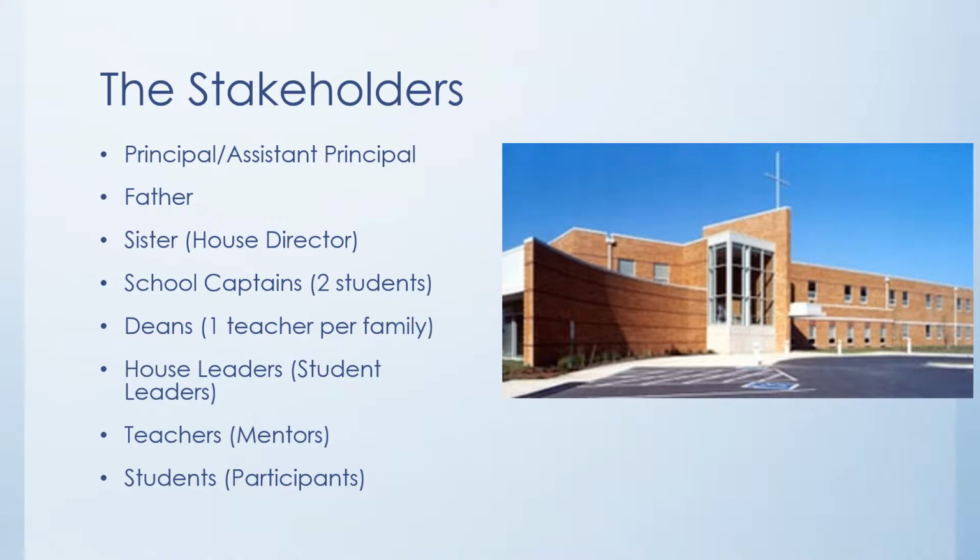Underneath her are the 2 students, 1 male, 1 female, that have been elected for next year as the school captains. This is a new position, but the idea is that they were chosen by their peers to lead the entire student body and the house group system to be the point person that people can look to as we move forward in this project. The deans is 1 teacher that's been designated per family to lead all the students and teachers within that family. So there are 4 total for the school. They're the point person when Sister isn't accessible, especially during the regular house group times.